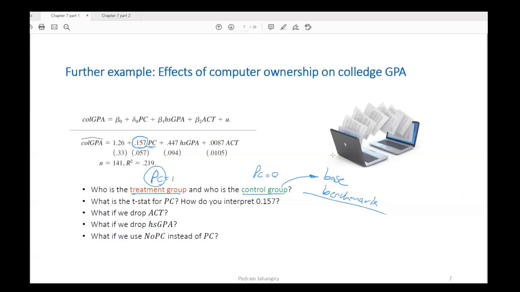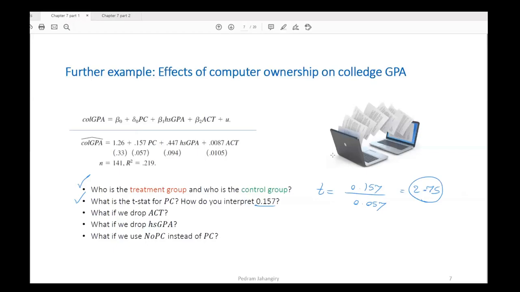Okay, so we've done this. Let's do the second one. What is the t-stat for PC? How do you interpret that one? So the t-stat for PC is going to be 0.157 divided by 0.057. This is a big number. It's going to be around 2.5. If you do the math, you get 2.75. Again, this is a big number, so it's significant. I can say it is significant at 1%. Okay, I put 3 stars on top of it.